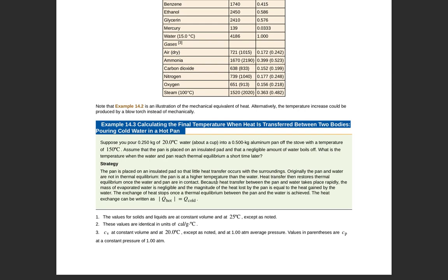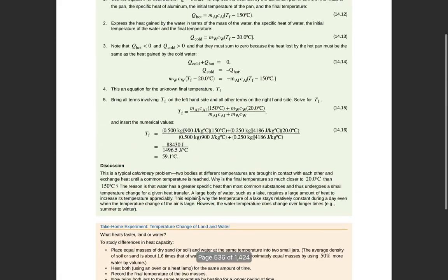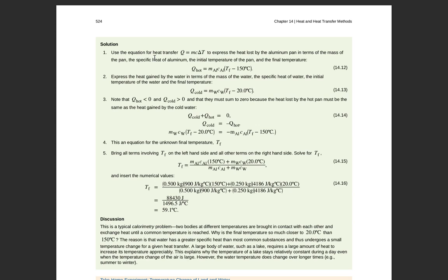Heat transfer then restores thermal equilibrium once the water and the pan are in contact. Because heat transfer between the pan and the water takes place rapidly, the mass of the evaporated water is negligible, as mentioned in the problem, and the magnitude of the heat lost by the pan is equal to the heat gained by the water. The exchange of heat stops once the thermal equilibrium between the pan and the water is achieved. So the heat exchange can be written as the absolute value of Q hot equals Q cold. This is where they would be at equilibrium. So we know that Q equals mc delta T.